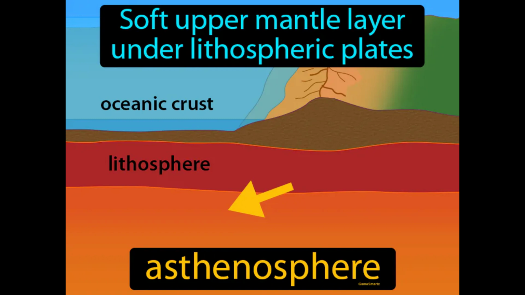The soft upper mantle layer under lithospheric plates. Asthenosphere. The asthenosphere is a semi-fluid layer of the Earth upon which tectonic plates float and move.